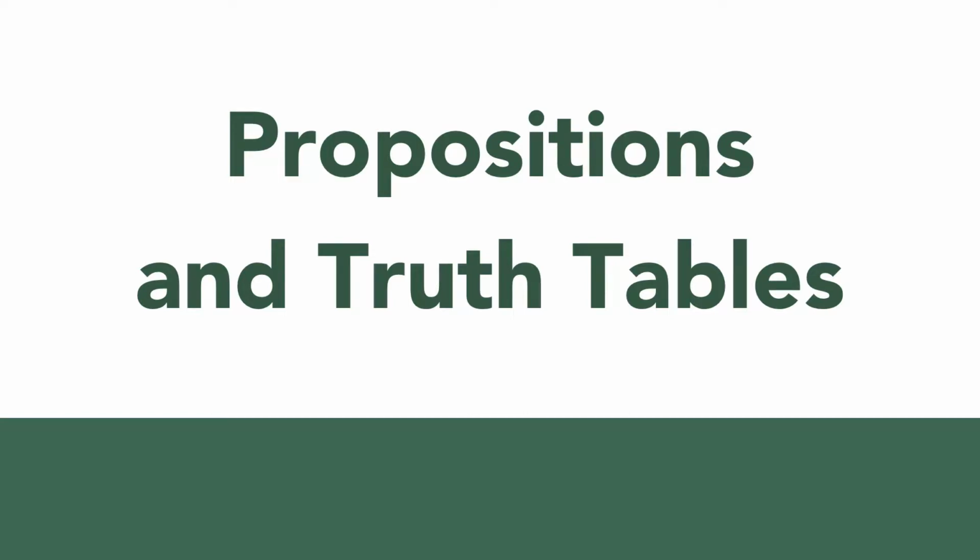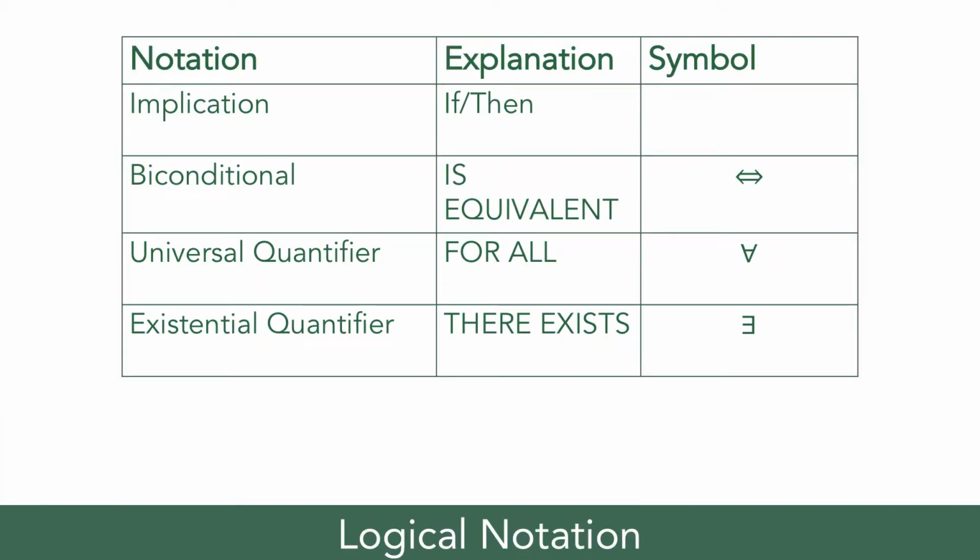We're continuing with propositions and truth tables. We ended the last section by looking at the first 5 logical operators. We're now going to cover the next 4. This table shows the last 4 logical notations that we will cover in this section.